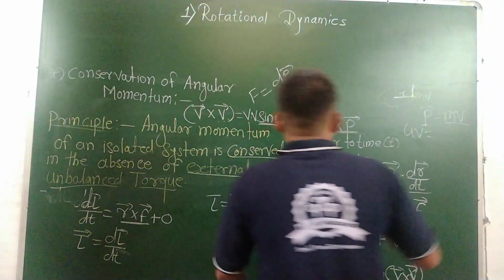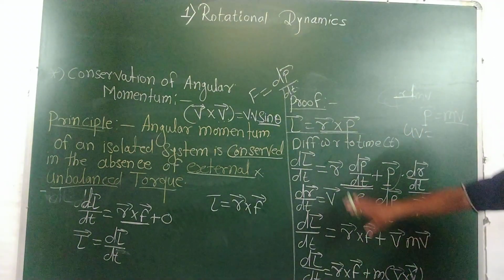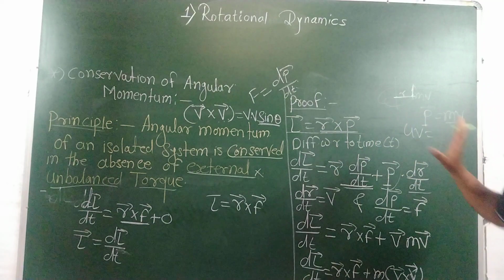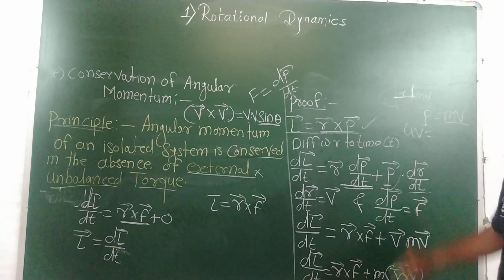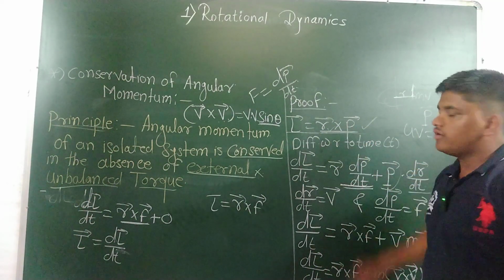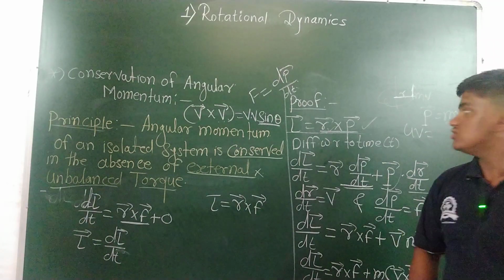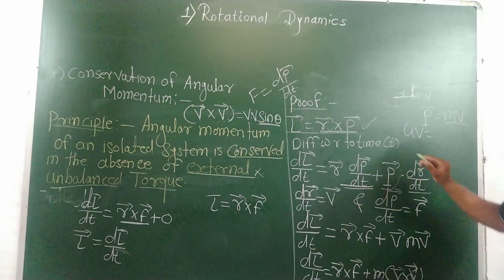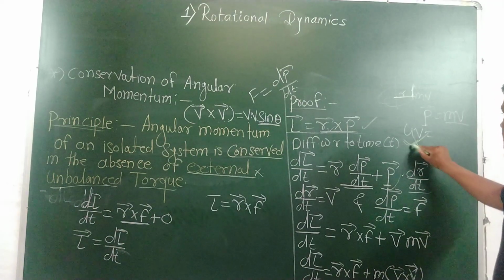Okay, we just discussed the proof of that. This is the angular momentum, that is L = r bar into p bar. p bar is the linear momentum of an object. r bar is the position vector from the axis of rotation. I will show here an important step. This step must be important.